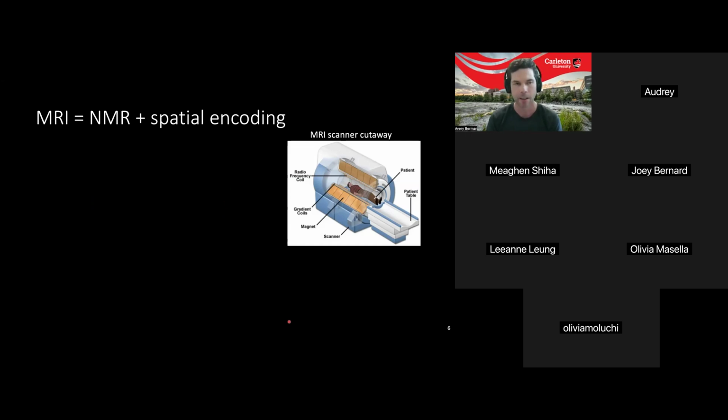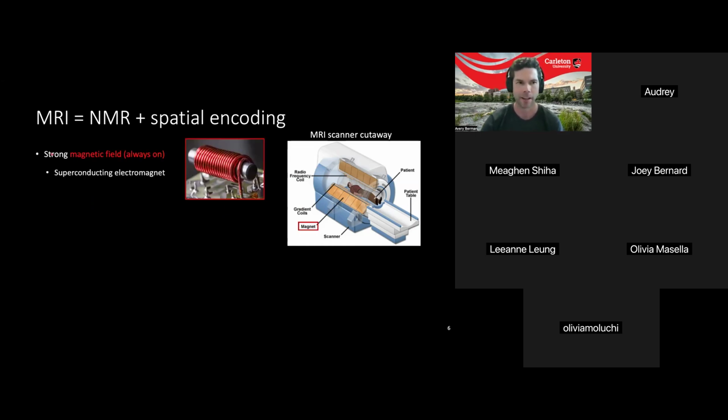Now, MRI is the combination of NMR, nuclear magnetic resonance, now with some spatial encoding, so we actually know where our signal's coming from. So here's a cutaway of a standard MRI scanner, and I'll just step us through the different components that are used to generate our MRI signal.